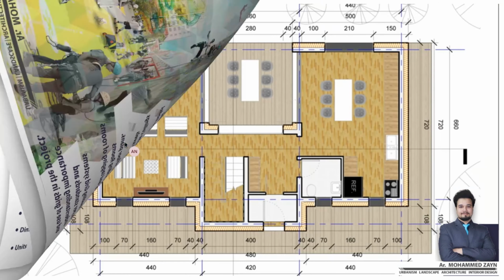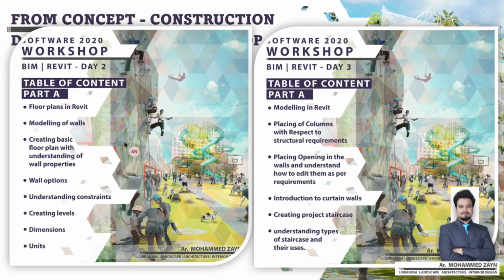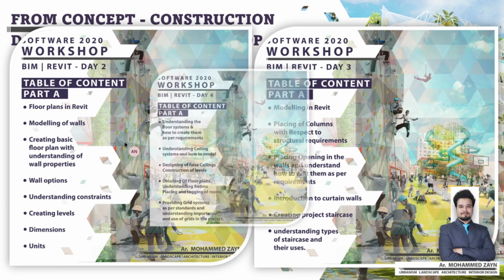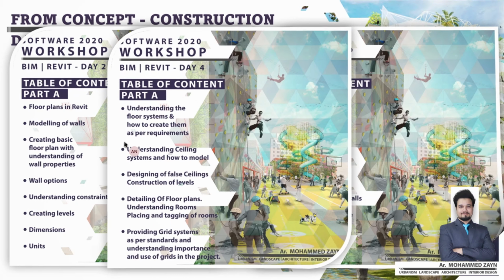From day two to day three, we'll learn how to model the walls of our project and understand wall types and wall constituents and how we modify the wall types as we saw in our previous PDF. Day three, we'll understand modeling of floor plans and everything. So basically, we'll create our basic model of the building and start detailing it day by day. Yeah, we can just move forward.